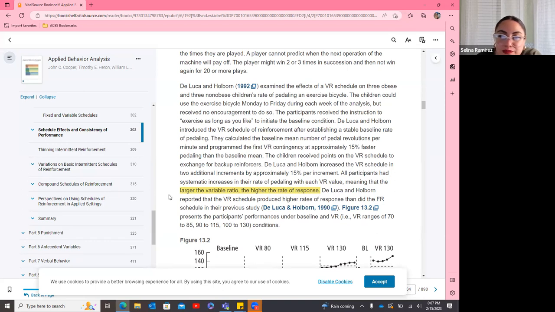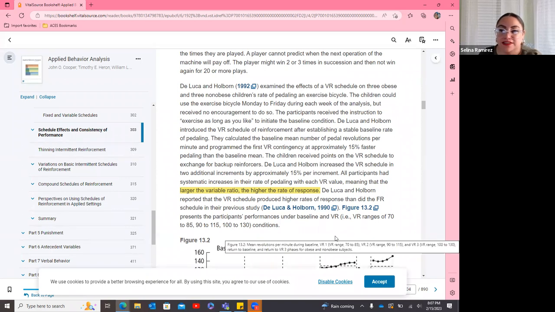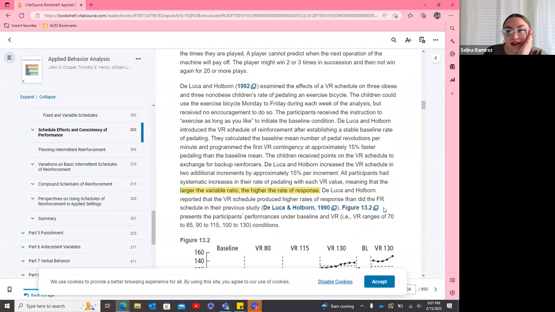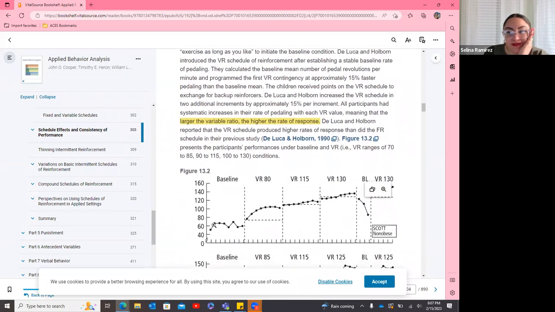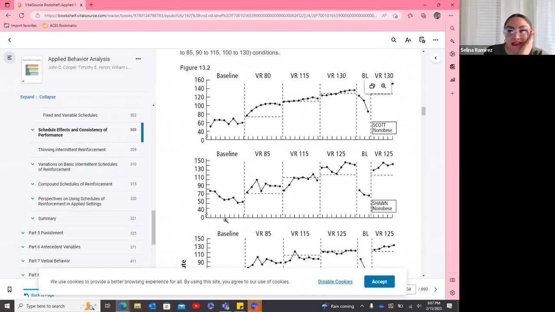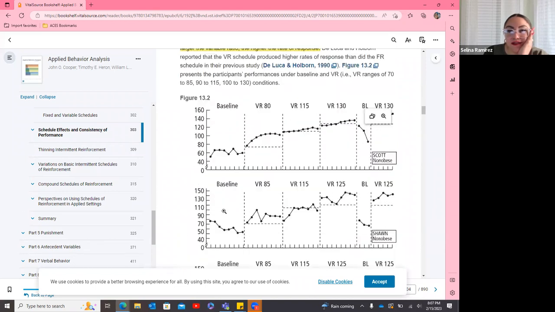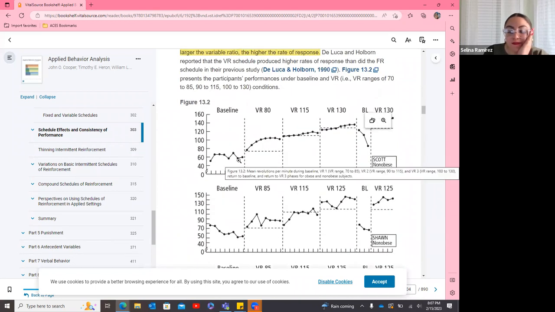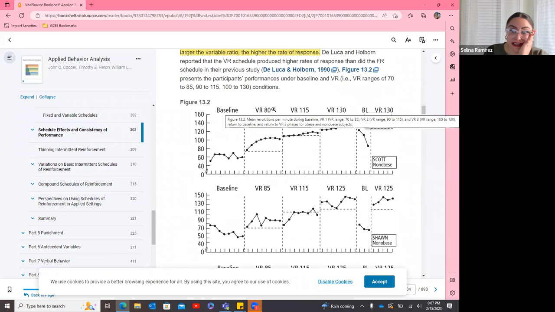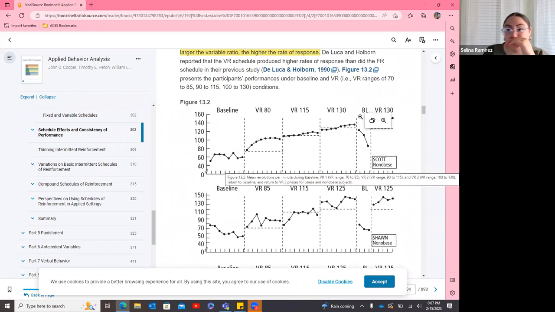DeLuca and Holborn reported that the VR schedule produced higher rates of response than the FR schedule in the previous study. So it's telling us that the VR schedule is more valuable than the FR schedule. And then it's giving us the figures of what happened in baseline. And then as they were increasing the variable schedule, the behaviors were also increasing.